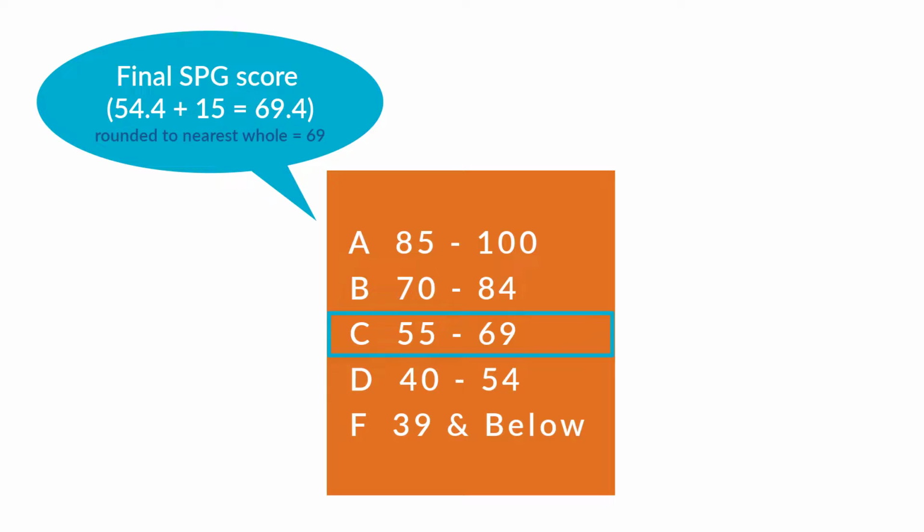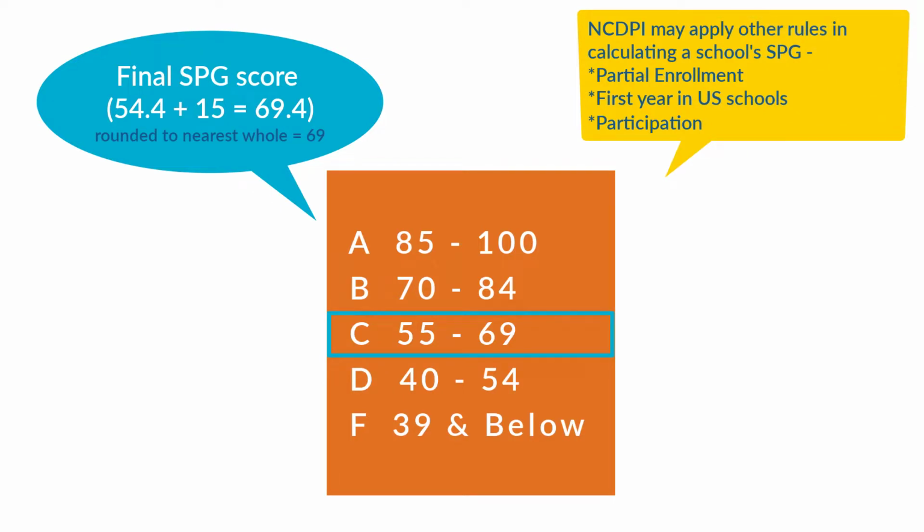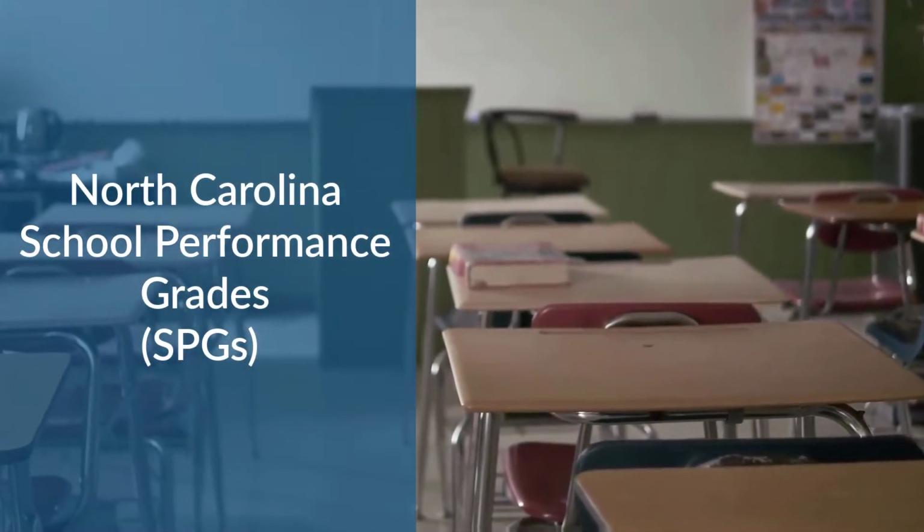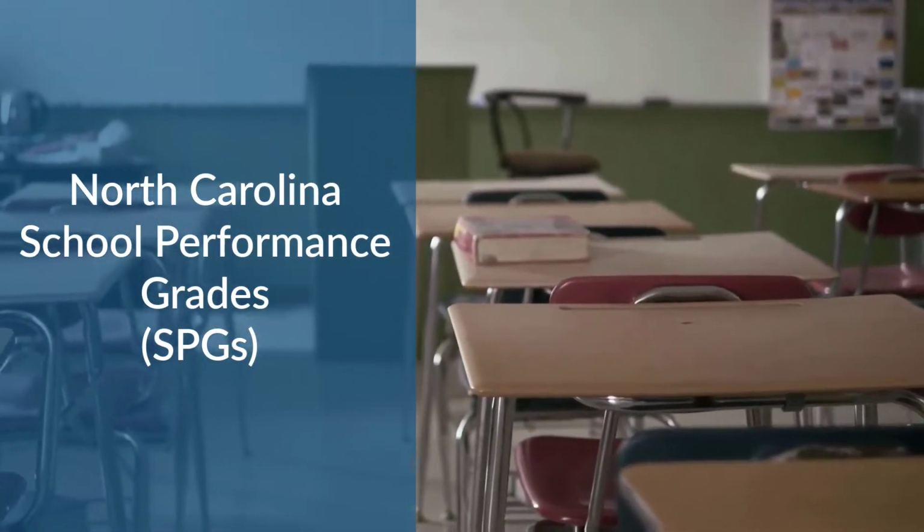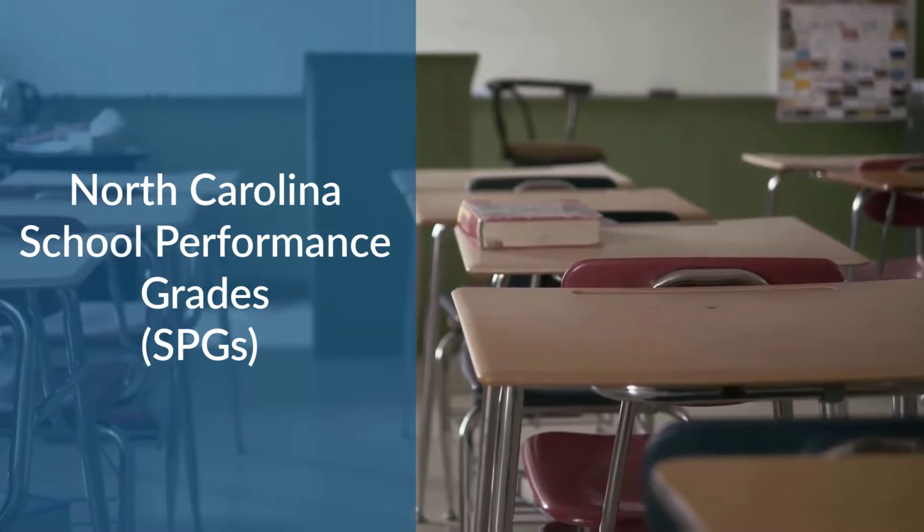These rules are the basic rules for calculation. Students could be included or removed from these calculations due to other rules NCDPI applies, such as partial enrollment, first year in U.S. schools, and participation rules. The SPG is one way to classify schools. This should only be a starting point for understanding what is happening in a school.